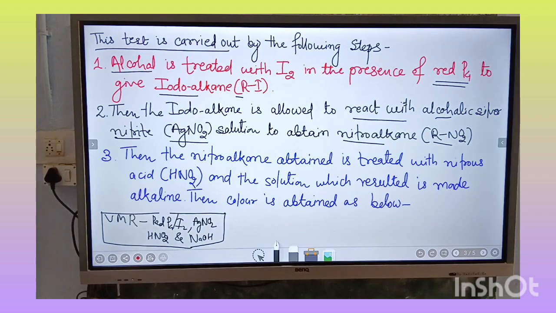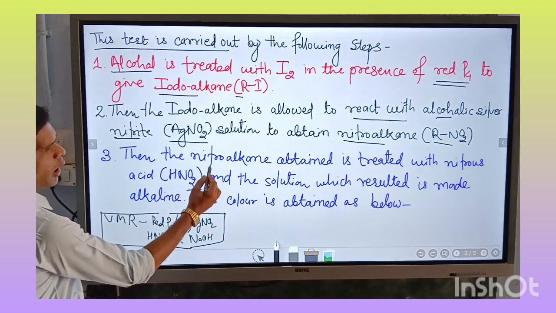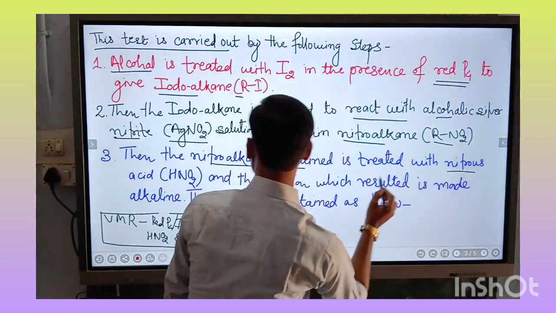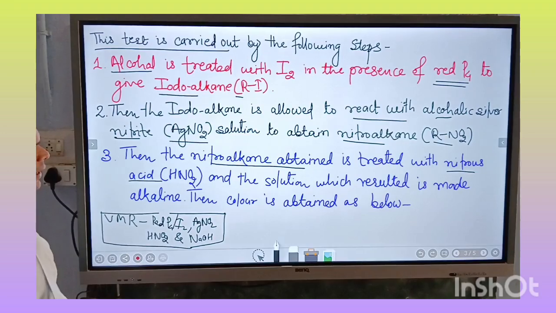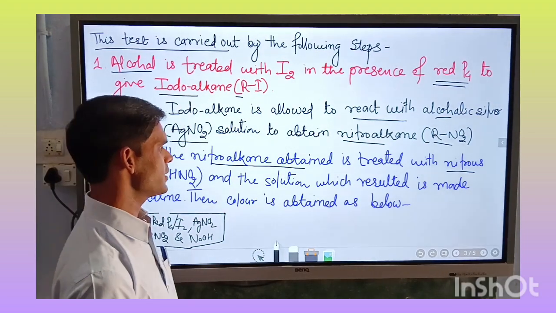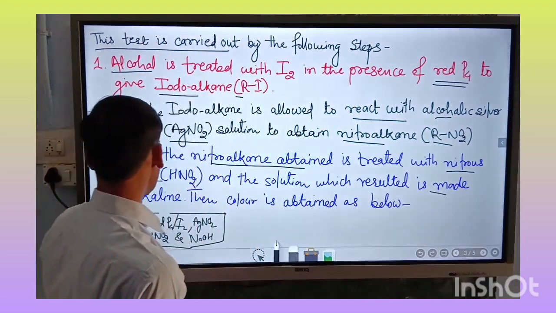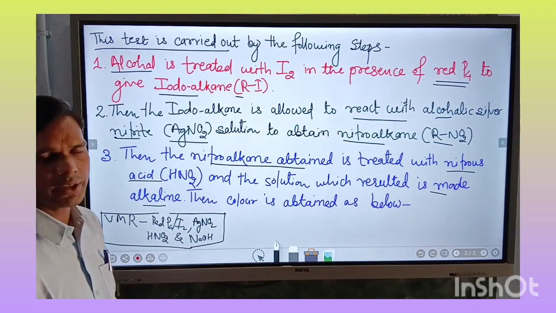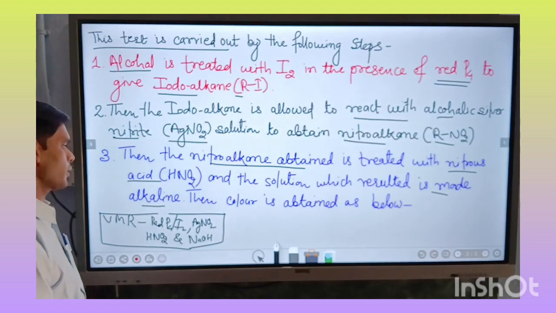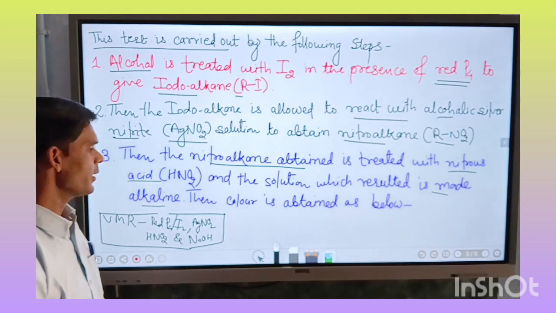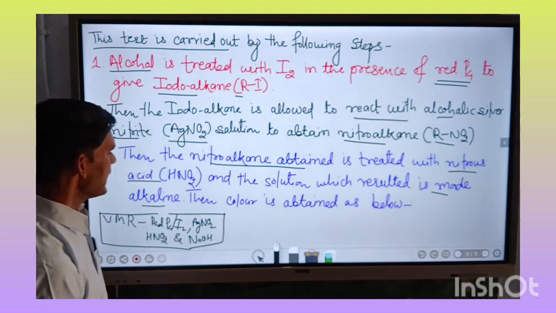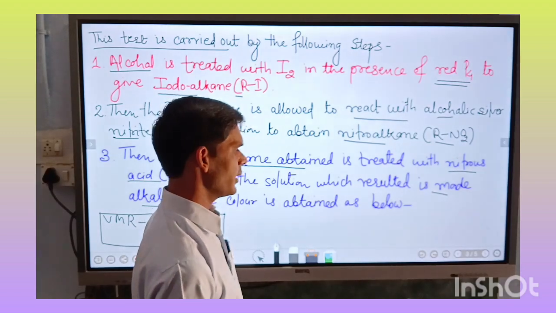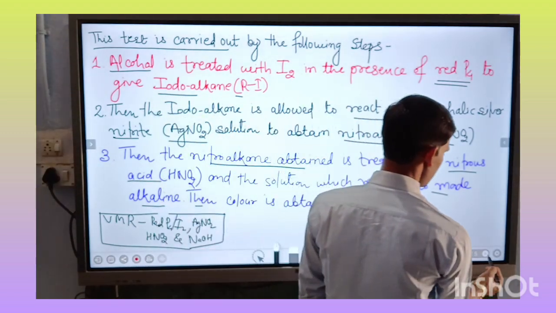Now in the next step, the nitroalkane obtained is treated with nitrous acid HNO2 and the resulting solution is made alkaline using either potassium hydroxide solution or sodium hydroxide solution, whatever is available in the laboratory. Then a color is obtained. What type of color is obtained? Let us see on the next page.